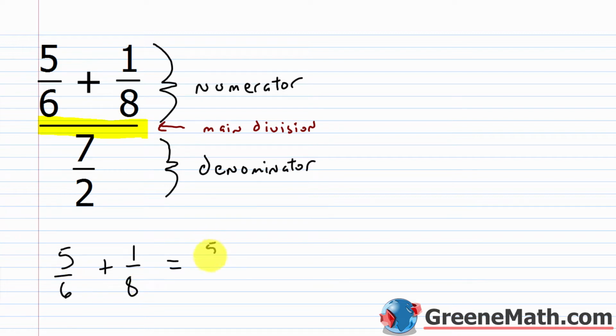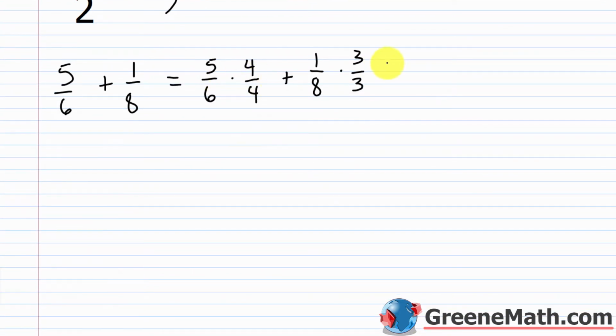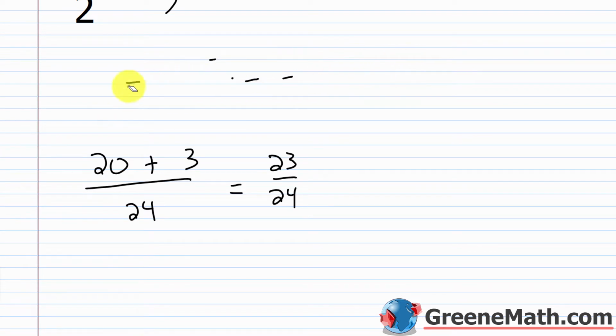So I would take 5/6 and I would multiply by 4 over 4. And then I would take 1/8 and I would multiply by 3 over 3. Let me scroll down. I'm going to take this off the screen for a minute, but we'll come back to it. So 5 times 4 is 20, plus 1 times 3 is 3, and this is over that common denominator of 24. So 20 plus 3 is 23, and then over 24. So if I simplify the numerator of the complex fraction, I would get 23 over 24.